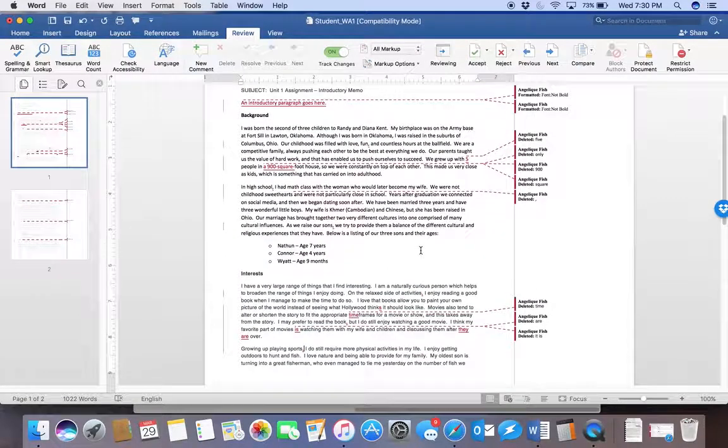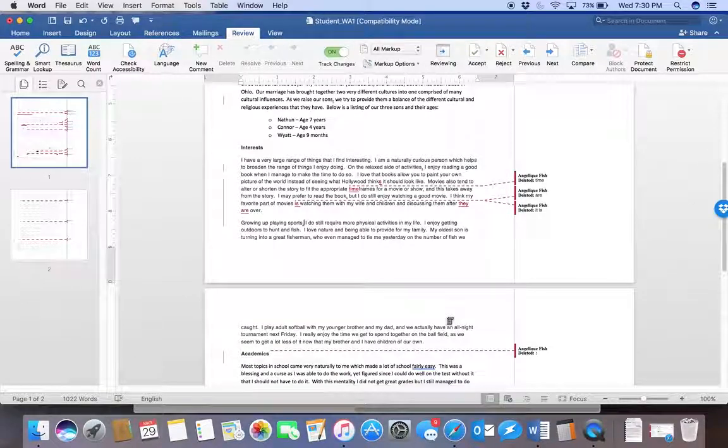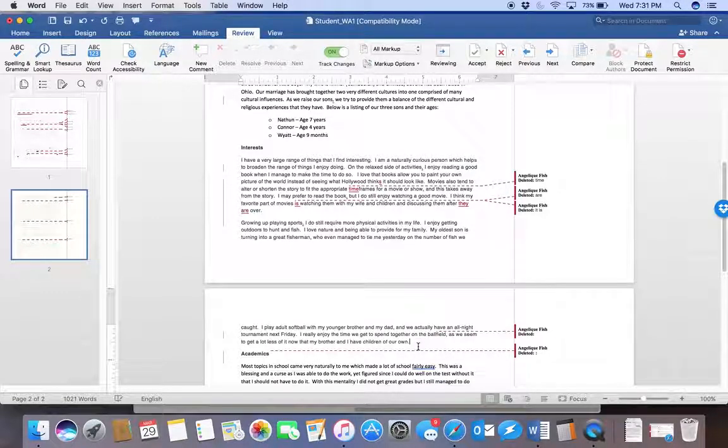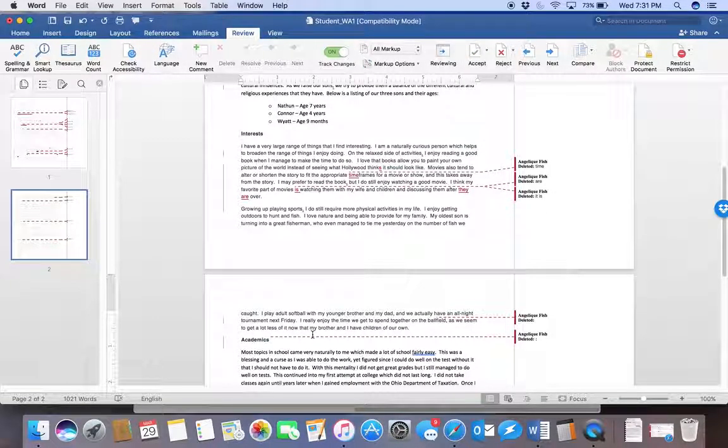Okay, up here, it was somewhere up here. It was one word. So, where did it go? Okay. As we seem to get a lot less of it now. I really enjoy the time we get to spend together on the ball field, as we seem to get a lot less of it now that my brother and I have children of our own.